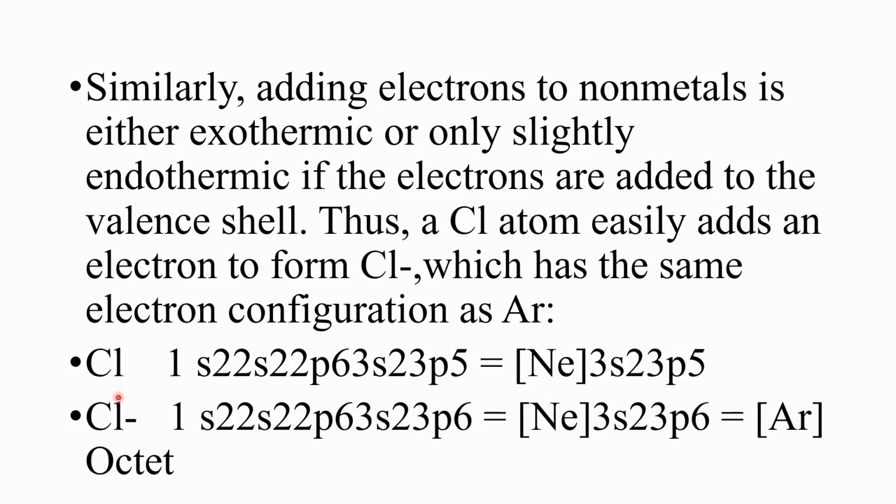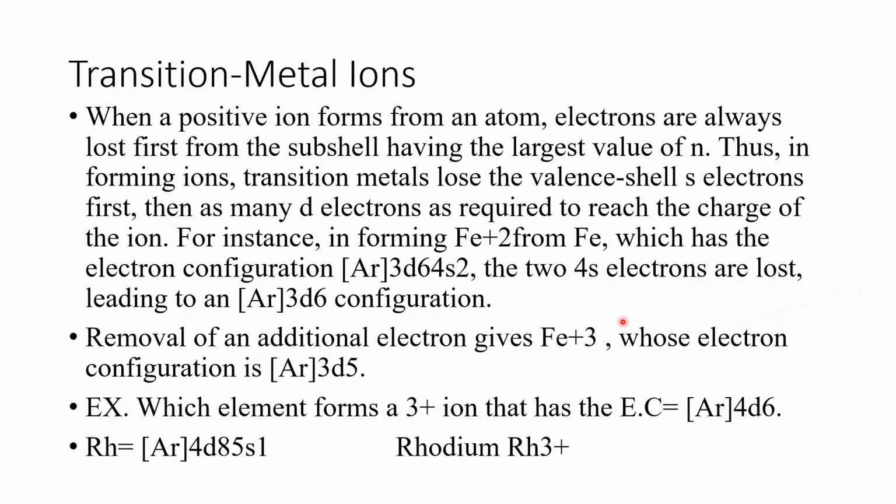Now by gaining an electron, the gained electron is added to the p orbital. So we have here 6 plus 2, 8. So it has now 8 in the third shell. And if you add all the electrons, it's equivalent to argon. 10 here plus 8, 18, and this is also an octet. Now, for transition metal ions, a positive ion forms from an atom.